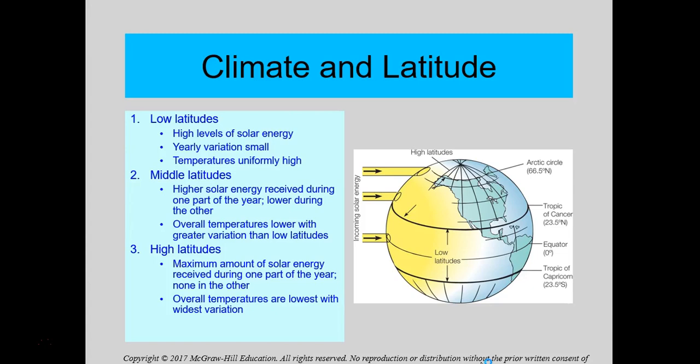At the high latitudes near the poles, you find that you get a maximum amount of solar energy in one part of the year and a minimum amount in the other part of the year. Above 66.5 degrees north latitude and below 66.5 south latitude, the sun is above the horizon for 6 months out of the year, and it is below the horizon for 6 months out of the year. So you basically have 6 months of day and 6 months of nighttime.